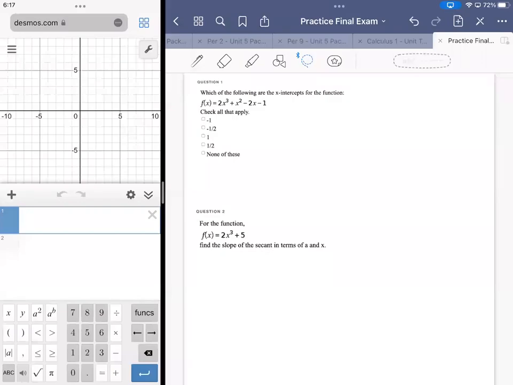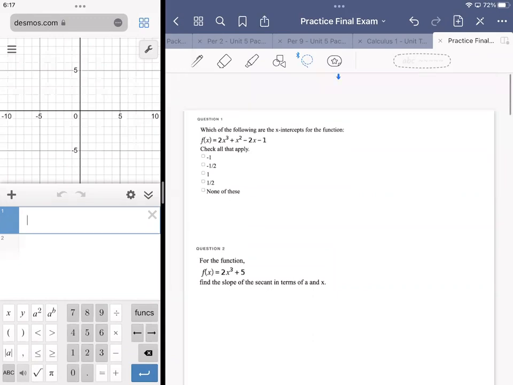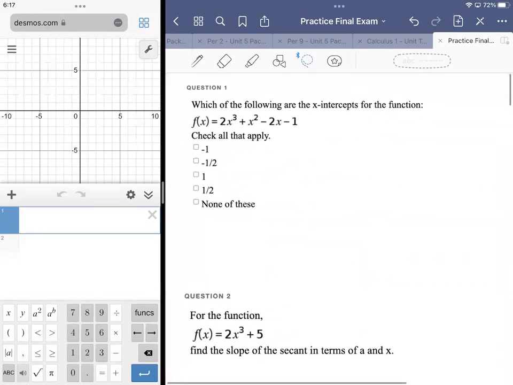So, multiple choice questions, any question that just calls for a simple answer without submitting any work, Desmos is your best friend when it comes to that, right? Any graphing technology would be your best friend, right?